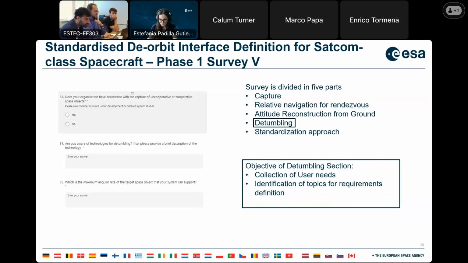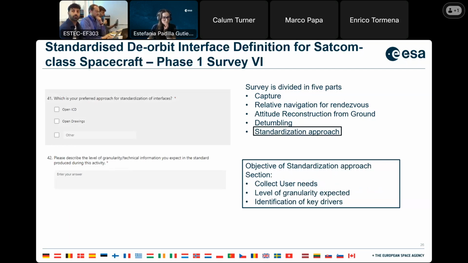So, moving on to detumbling. The 4th section of the survey, similar to the other ones, we'll be looking for any kind of experience, and for you to share any inputs into the standardization activity. The most technical level of question you could expect here is something like the maximum angular rate of a target space object that a system you developed could support in terms of detumbling. I believe that's all on the survey for now, except for the final point here, which is to talk about the standardization approach. These slides are very slightly out of date because as of today, we're still finalizing the questions. So here we'll be asking a few more detailed questions on how we should approach this standardization and what you see is a useful approach for ESA to take here.